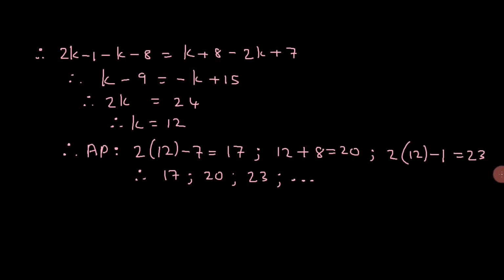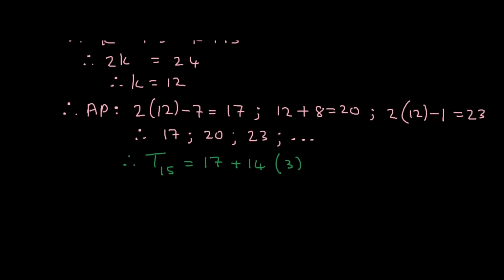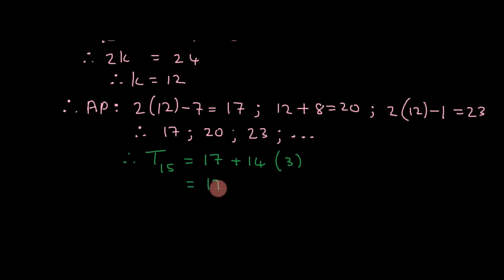Now we must find the value of the 15th term. So we're going to use T sub n, so T sub 15 equals a, and our first term a is 17, plus n minus 1, which is 15 minus 1, or 14, times d. In this case, the common difference d is 3. We are adding 3 each time to get to the next term. So it's 17 plus 42, which is 59.